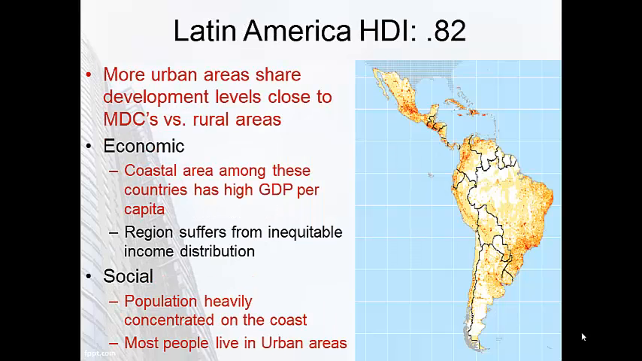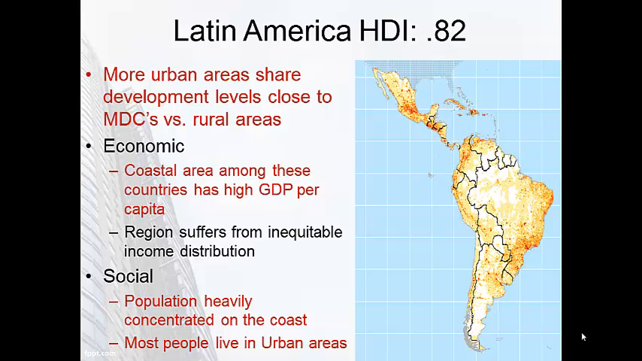All right, focus on Latin America, where now Mexico is included in this HDI score. I do need to note that urban areas within Latin America have a development level more closely related to MDCs versus rural areas, which have a development level more closely related to LDCs. Economically speaking, if you look here, right, population-wise, their coastal area has a higher population and thus a higher GDP per capita than, say, other areas throughout Latin America.